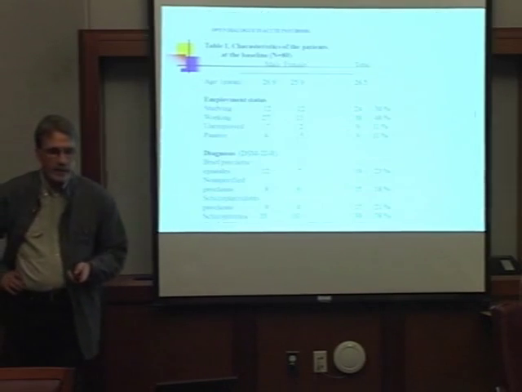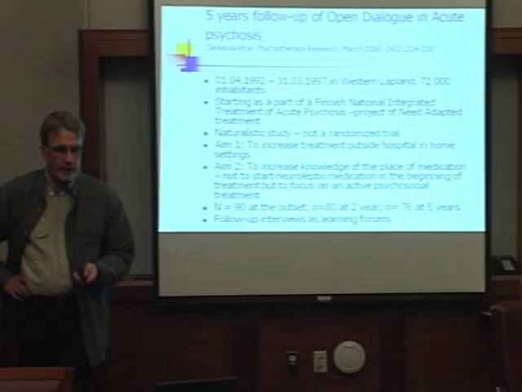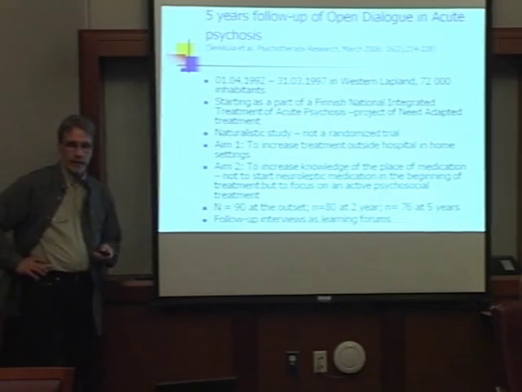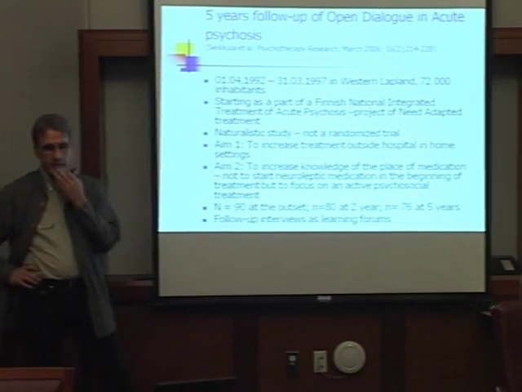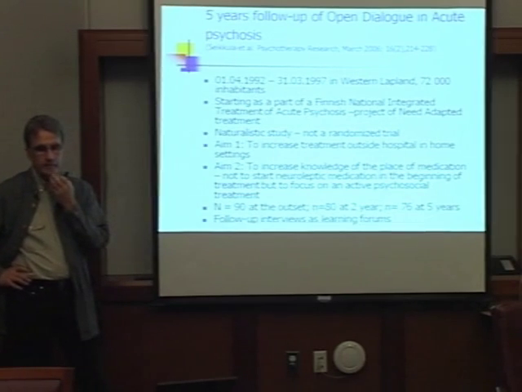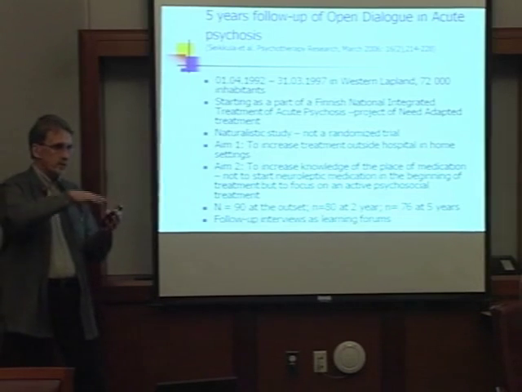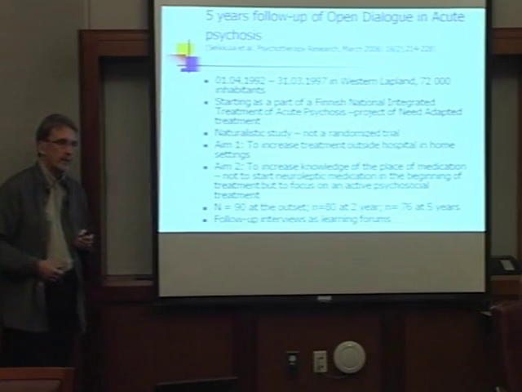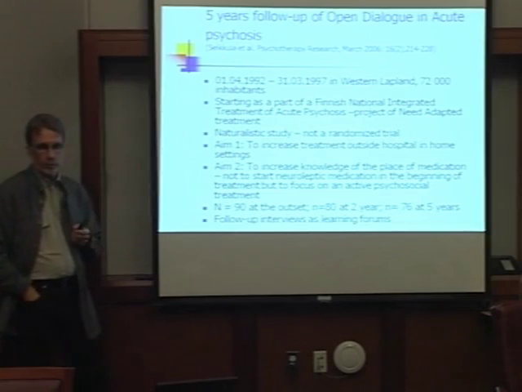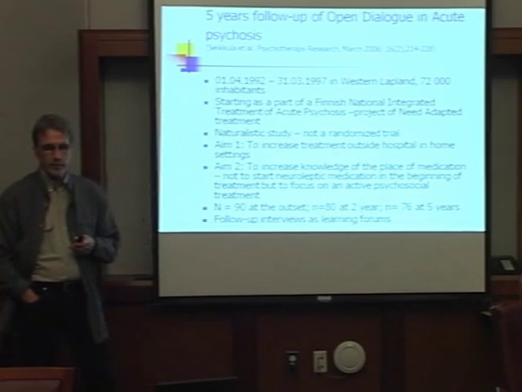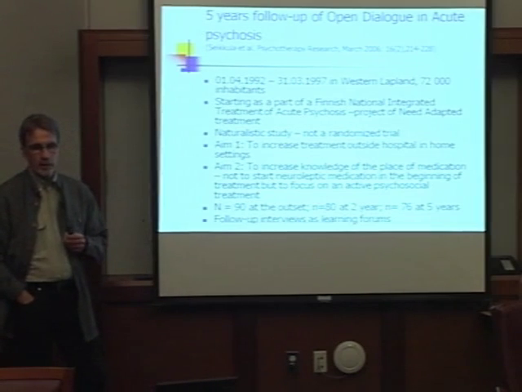Okay, then I thought to say some of the outcomes in these psychosis studies that we have had. The first one was the first reports, including the first 2 periods, the integrated part of the national study and of the local open dialogue in acute psychosis. And this is a report published in 2006 in the Psychotherapy Research journal.